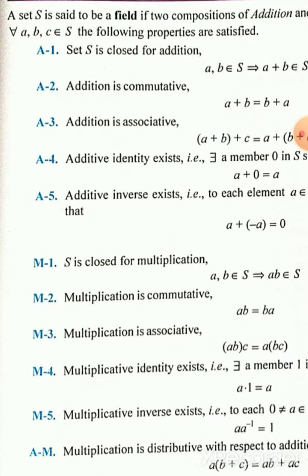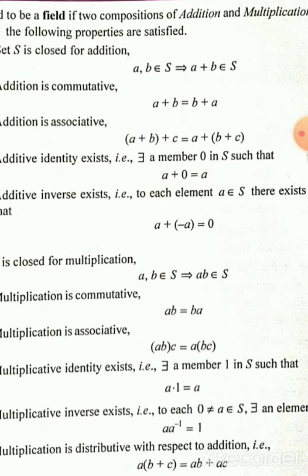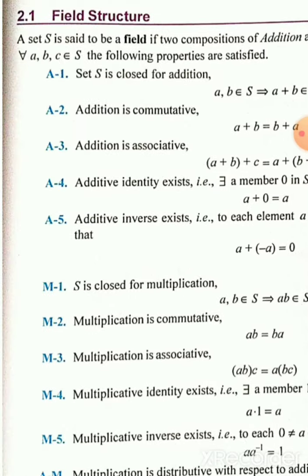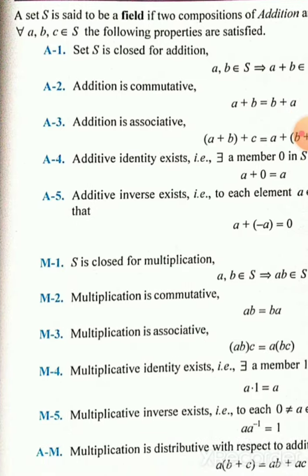Now the 10th property, that is multiplication is distributive with respect to addition. This is the 11th property, that is the property AM. AM means here both the operations are required. Addition operation is also required and multiplication operation is required. First 5 are for addition operation, next 5 are for multiplication operation, and the last one, that is the 11th property, is for both the operations, that is addition and multiplication. That's why it is written as AM.